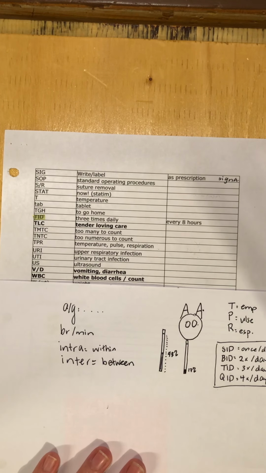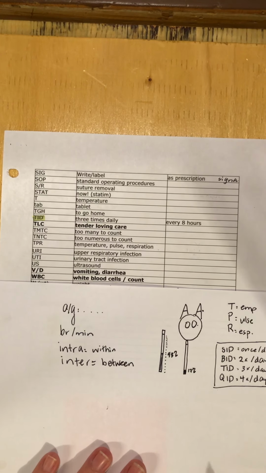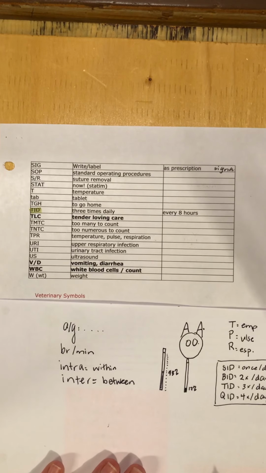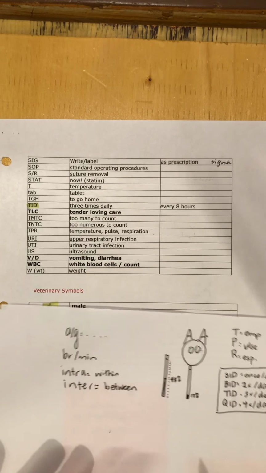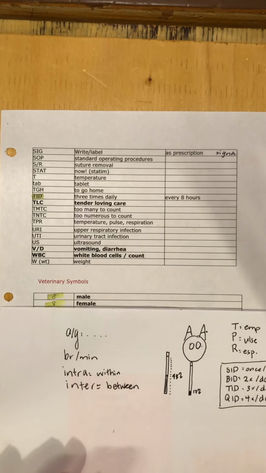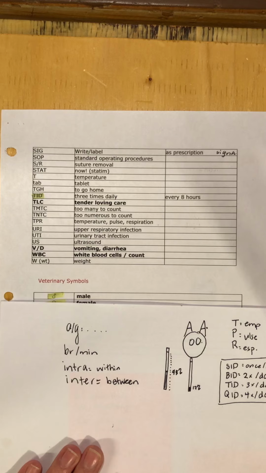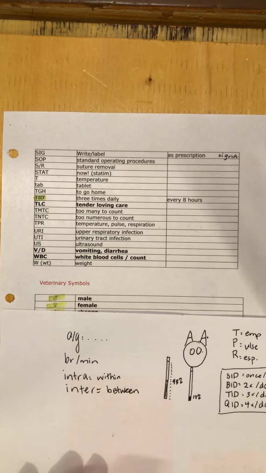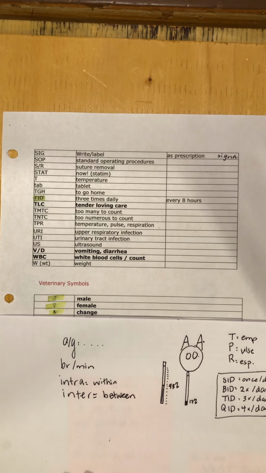WBC stands for white blood cells, right? We had RBC for red blood cells. WBC is white blood cells. And lastly, W or WT stands for weight. So then we just have some symbols to cover. So this guy here, the circle with the arrow pointing up, that means male. Circle with the plus sign pointing down is female.